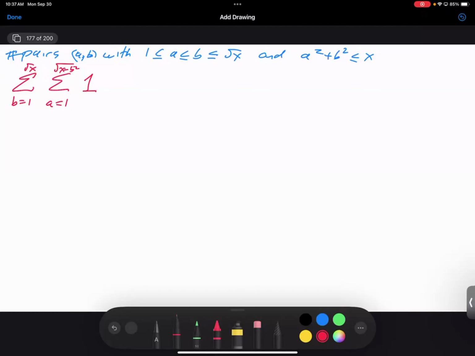Again, I'm going to just do approximations. This is approximately the sum, b goes from 1 to the square root of x, of the square root of x minus b squared. Yes? And what is this sum approximately equal to? Another proof technique, another problem-solving technique. How can I approximate this sum?